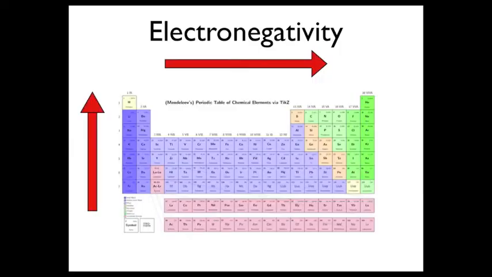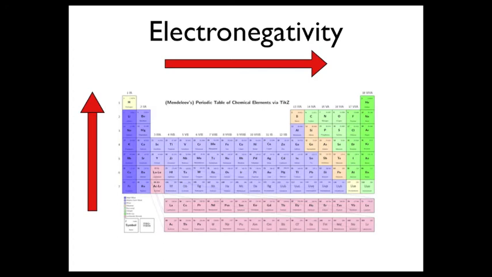The last periodic trend is electronegativity. This is the ability of an atom in a molecule to attract shared electrons to itself. Electronegativity decreases down a family and increases across a period. It increases across a period because the effective nuclear charge increases as it moves across, and the nucleus is very close to the valence electrons.